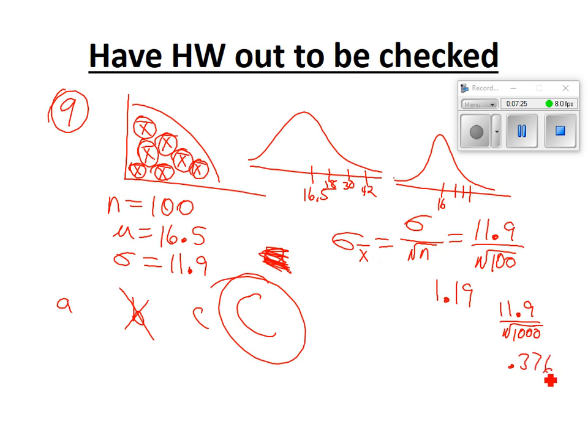0.3763. What happened is we made the sample size bigger. The standard error got smaller, so we should change that last word to decreases.